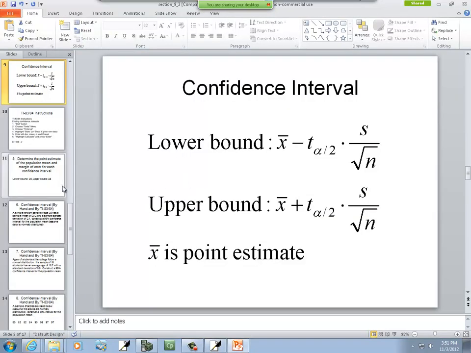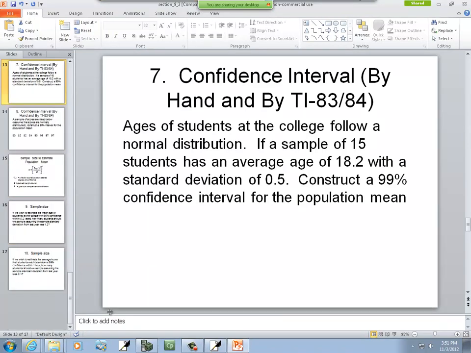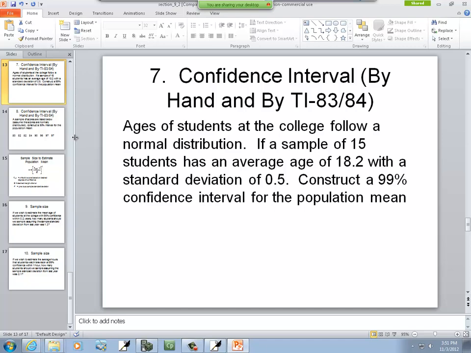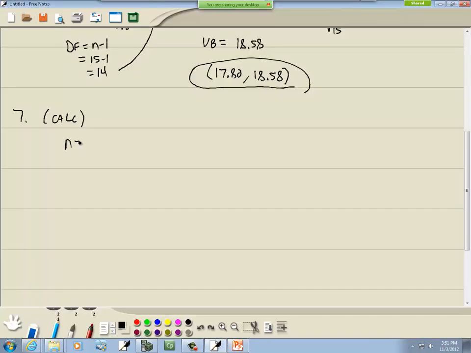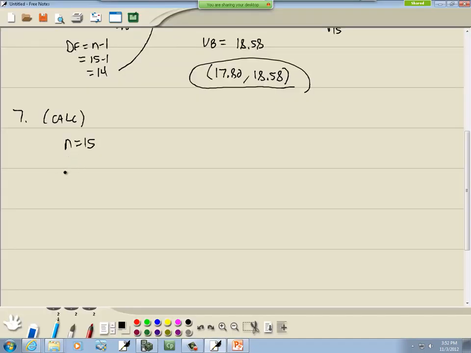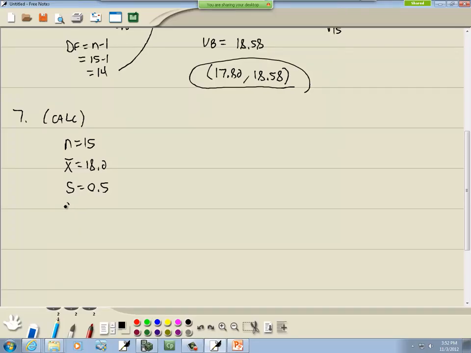Let's redo this using the calculator. It says ages of students at the college follow a normal distribution. If a sample of 15 students, so n is 15, has an average age of 18.2, so 18.2, with a standard deviation of 0.5, so s is equal to 0.5. And we want a 99% confidence interval.